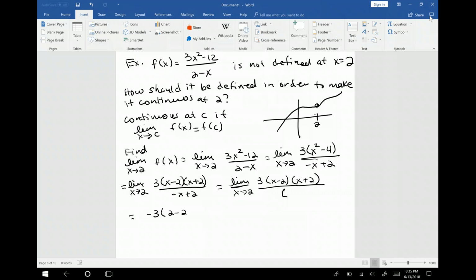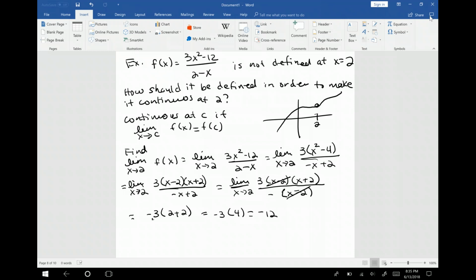Yeah. All right, so negative x minus 2. So then this is what I had before, but I canceled the other one instead of this one. Okay. Then this becomes a plus. And then that's negative 3 times 4, which is negative 12.